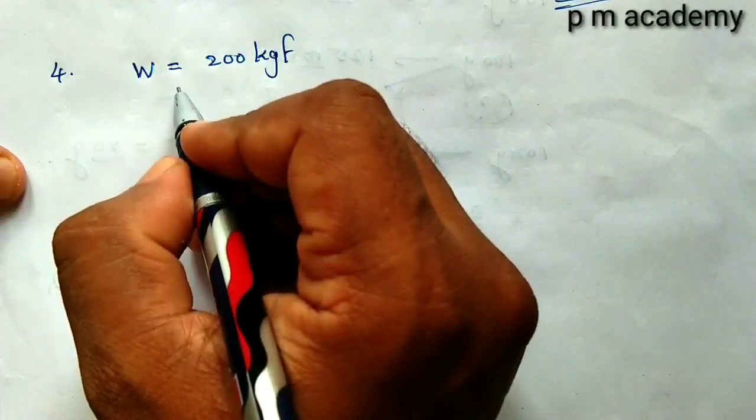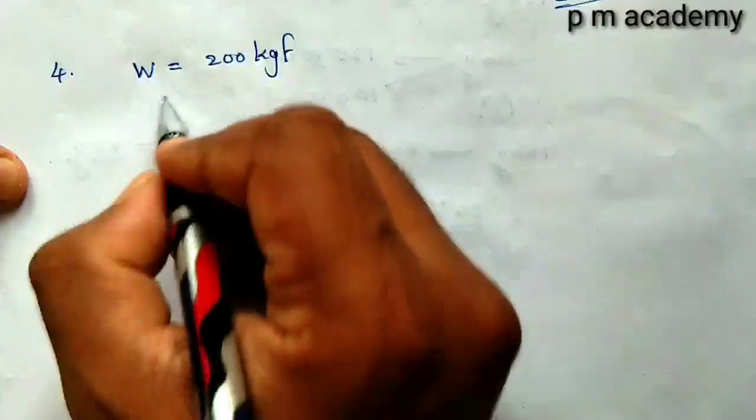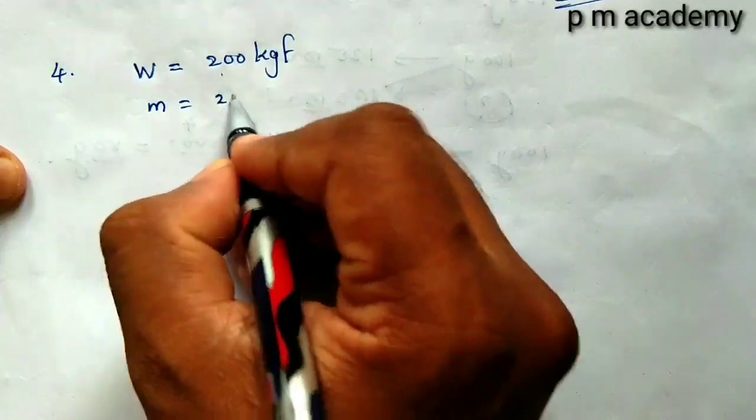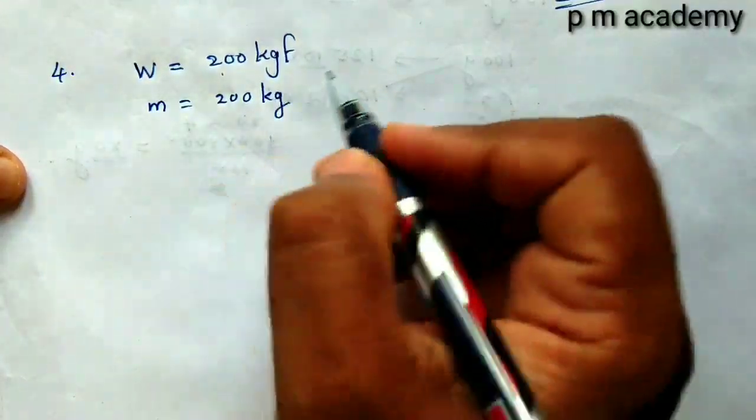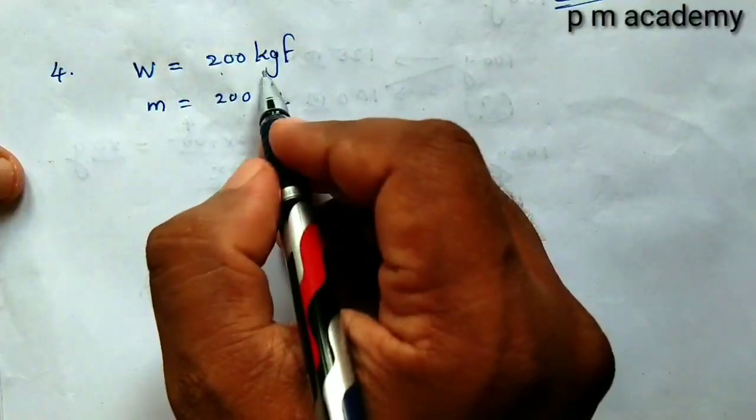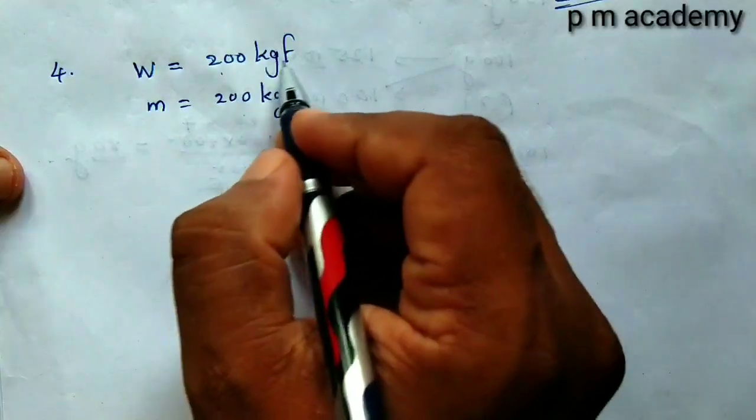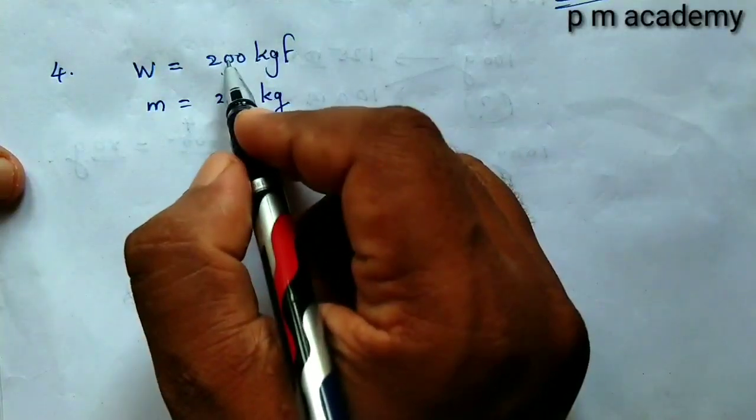You have to remember that if weight is given in kgf, its mass is also the same number in kilogram. If you are telling weight in kgf, the same number is the mass of that object.